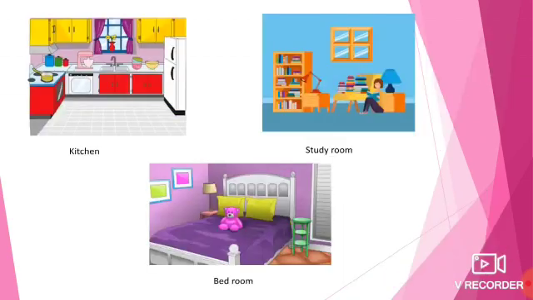Then you can see the pictures of a kitchen, study room and bedroom. You and your mother are going to a supermarket and you are buying some groceries for your home. You are also buying some story books, and also some fruits, everything. After coming home, what will you do? You will take all the things and keep them in their place.